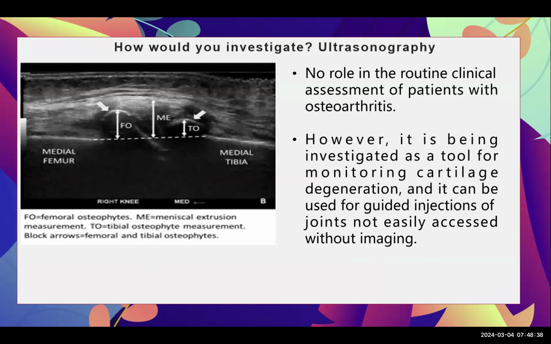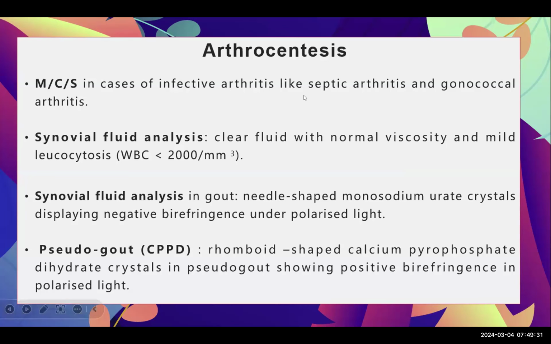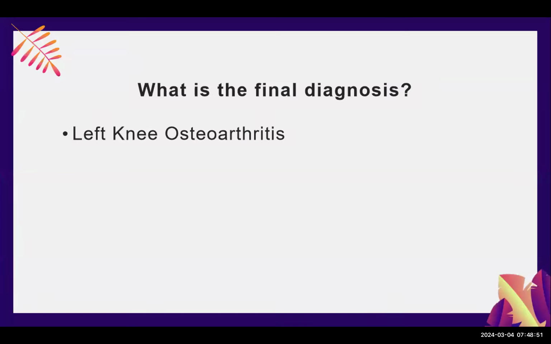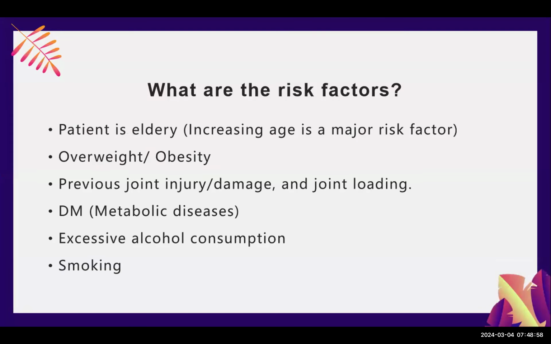And then, of course, arthrocentesis in the context where we have microscopy, culture and sensitivity, synovial fluid analysis, and then, of course, checking through polarized microscopy. What is your final diagnosis? Left knee osteoarthritis. And what are the risk factors in this context?